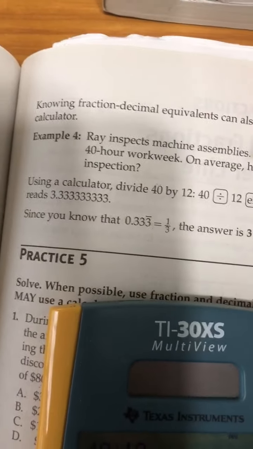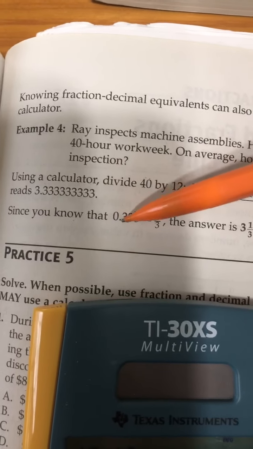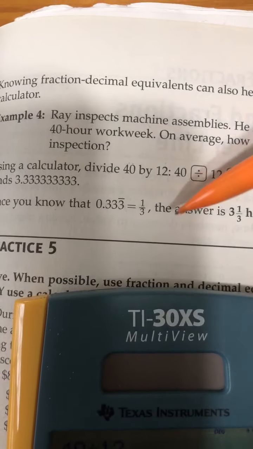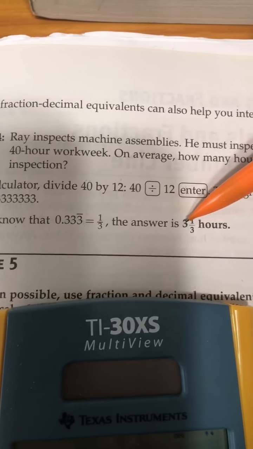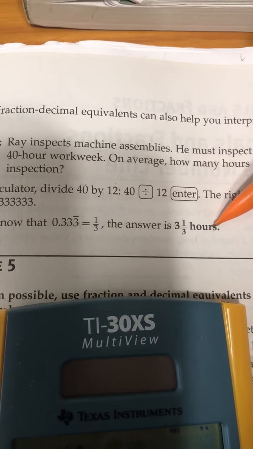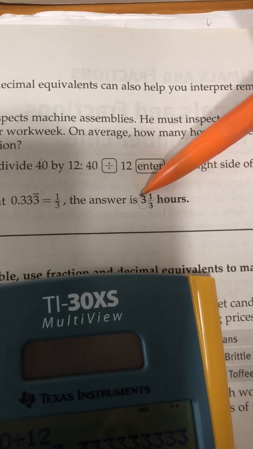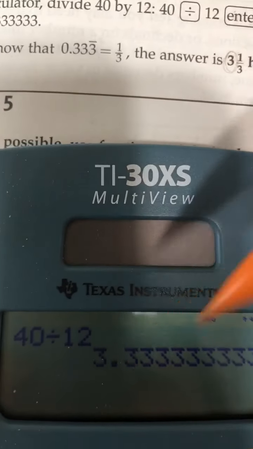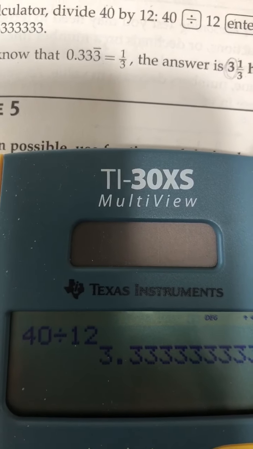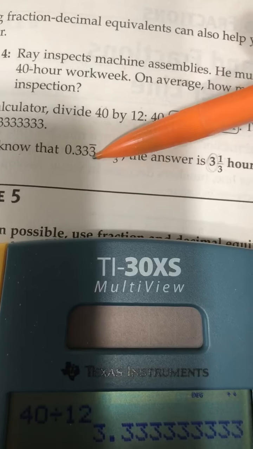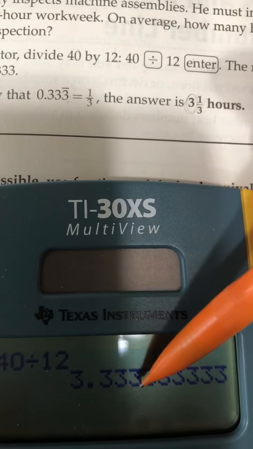So here we have, since you know that 0.333 equals 1/3, the answer is 3 1/3 hours. Again, this 3 in the mixed number came from the whole number before the decimal. Okay? And obviously the 1/3 came from the 0.333 repeating.